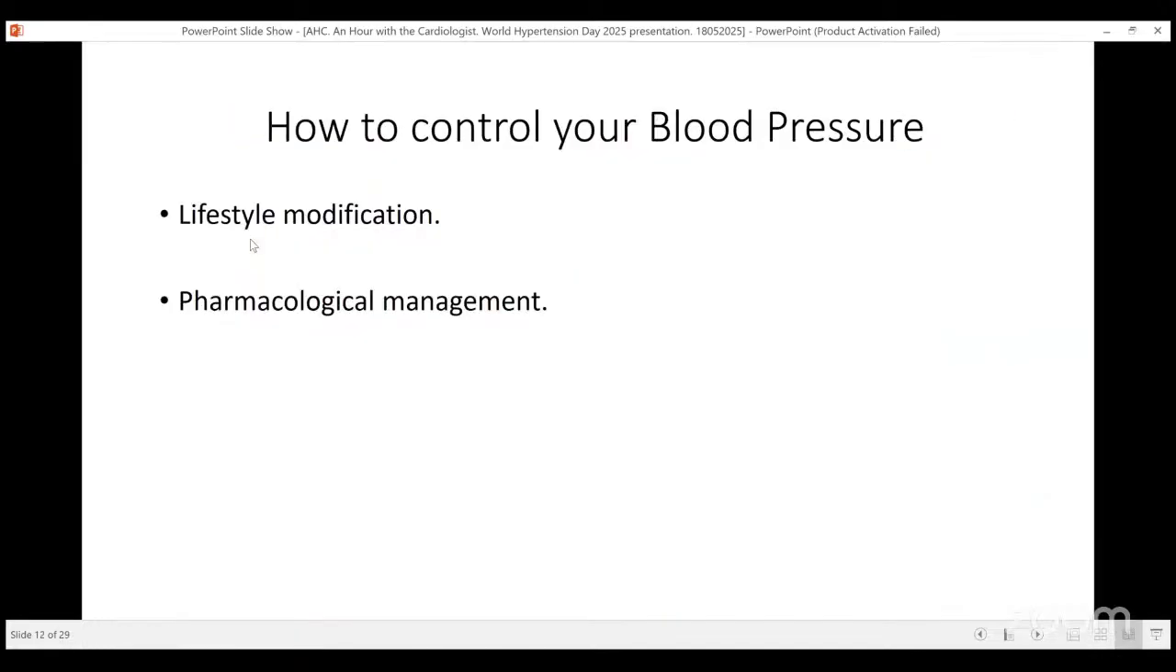So how to control your blood pressure? Two major ways. One, lifestyle modification.